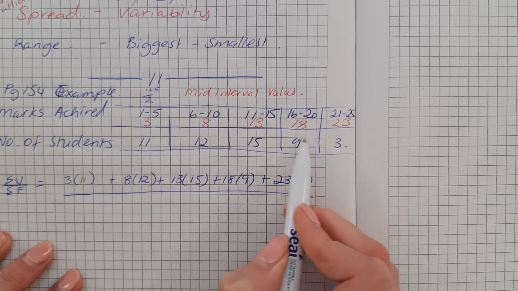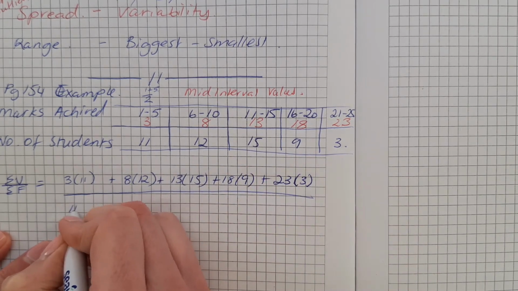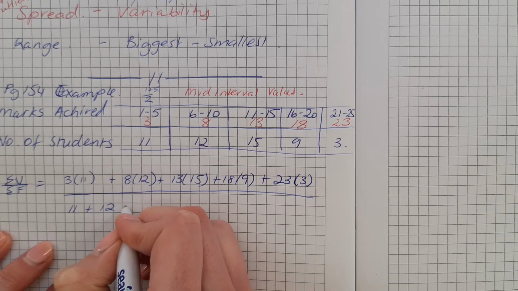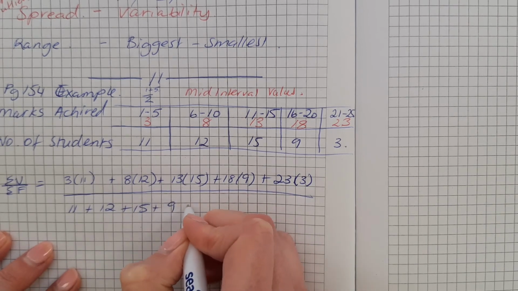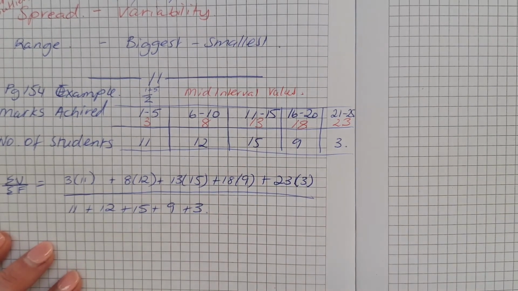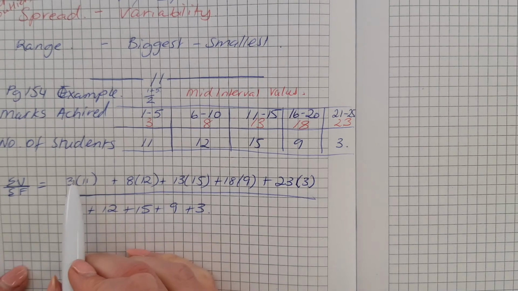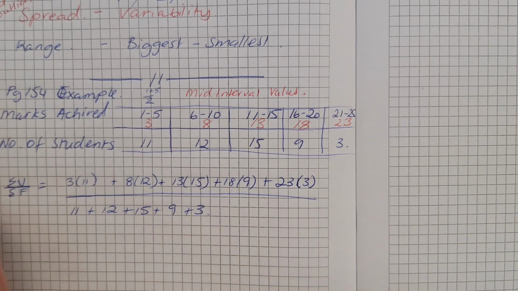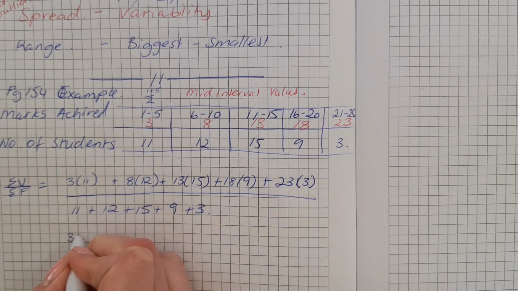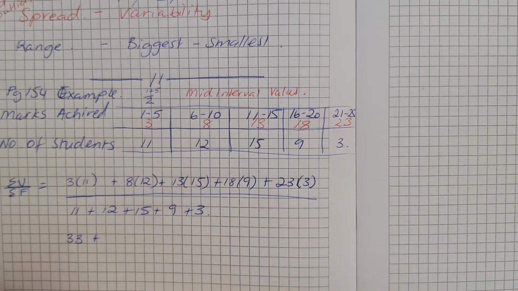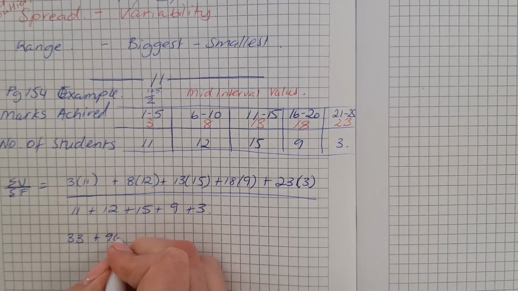So I'm going to add up all of the frequency. 11, that's the total number of students, plus 12, plus 15, plus 9, plus 3. Now, we'll start the actual calculation. 3 by 11, you can go to your calculator. It is 33, but just prove it. Is 33. Plus 8 by 12 is 96.